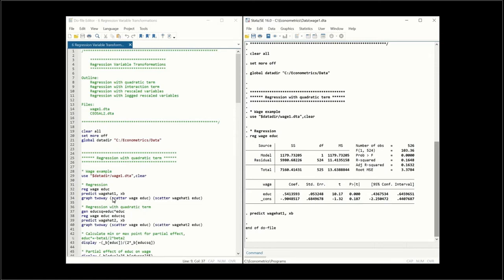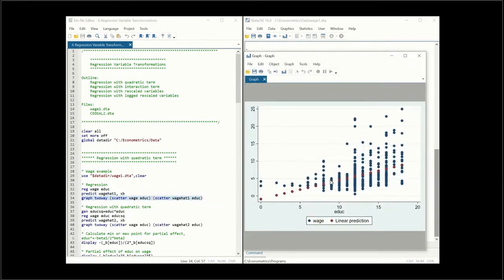Now we can predict wage hat 1, comma xb is how we get the predicted values. These are the y hats. And then we could graph a two-way scatter of wage against education and wage hat 1 against education. So this is the predicted values that we estimated here. If we highlight and run this command, we see the graph here. With a simple regression, this is the estimated regression line. It's a line, and this is plotting education against wage.